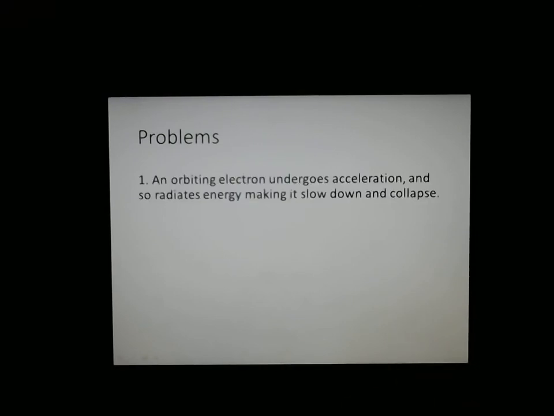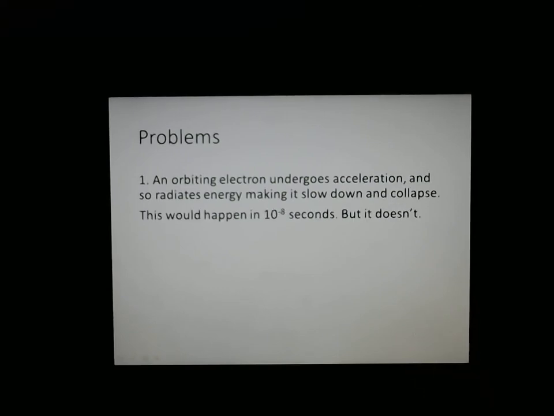Maxwell's equations, he did a lot of work on electromagnetism, but Maxwell's equations predicted that an accelerating charged particle would emit electromagnetic radiation. So the orbiting electron should have to give off electromagnetic radiation. It would have to give off energy. But if it gave off its energy, it would have to slow down and collapse into the nucleus. The math predicted that that would happen in 10 to the negative 8 seconds, but it doesn't.